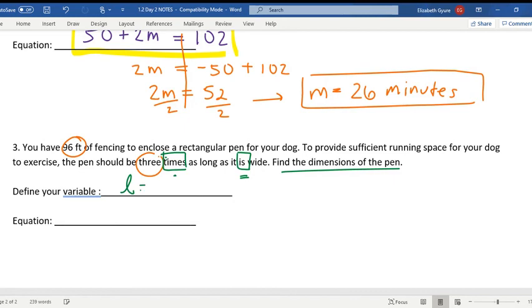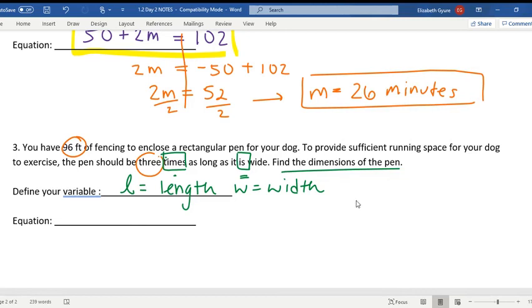I'm going to put L. And I always like to do a little cursive-y swirly L, or else it just looks like a line. L is going to be my length, and W is going to be my width. Sure, you can do a capital if you want. All right, so now, don't worry though, we don't have to use both variables right now, okay? Because if you look at your problem, doesn't it say the pen should be 3 times as long as it is wide? So what we're going to do is do everything in terms of the width.